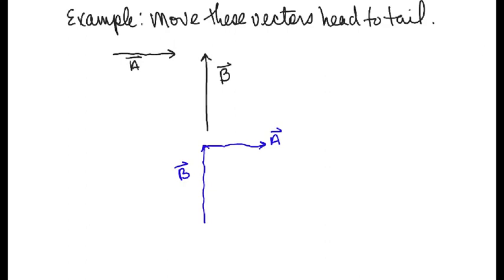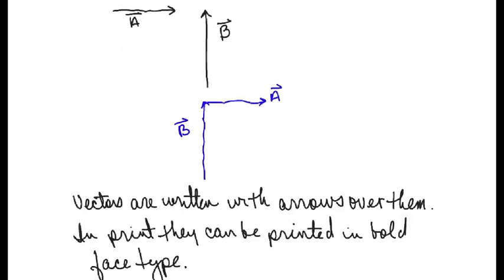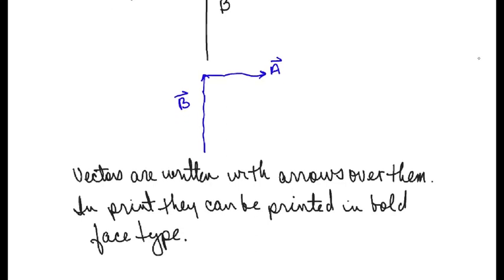Lastly, vectors are written with arrows over them, and if in print, they can be printed in boldfaced type.